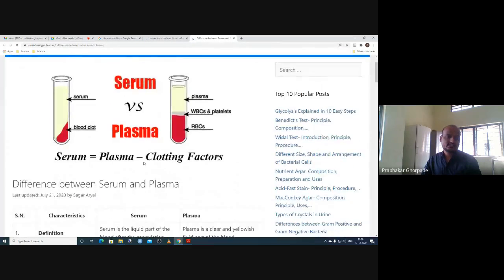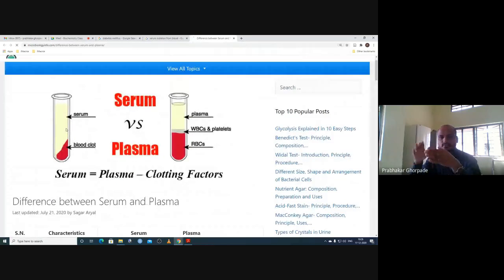There is a difference between serum and plasma. If you take an intravenous blood sample and collect it in this vial, and keep the vial in a slanted position for some time, the blood will clot here and the serum will ooze out. Ideally you should keep this in the slanting position at 4 degrees. So this is the serum.